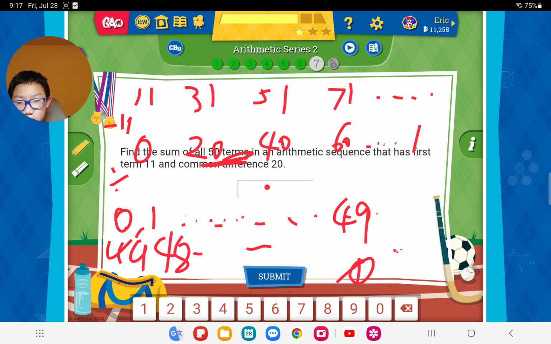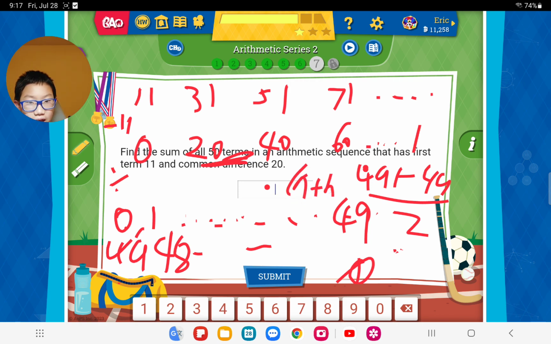So it's 49 plus 49 divided by 2. What's the formula? N plus 1, times n, divided by 2. Yes, is this the formula? Yeah.